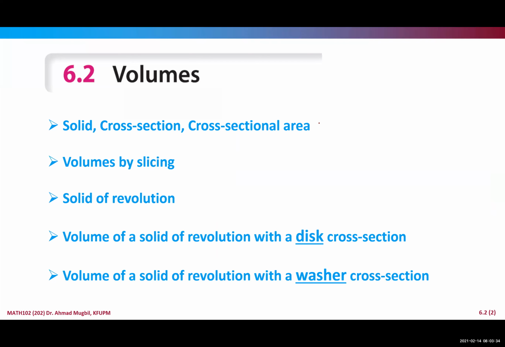These are the main objectives that we need to achieve in 6.2. I think we have already achieved the first two objectives. Do you know what we mean by a solid, by a cross-section, and how to find the cross-section area? And also how to find volumes by slicing. We already achieved these objectives in the previous class. Today, inshallah, we will see together what solids of revolution are and how to find their volumes by the disk method and by the washer method.